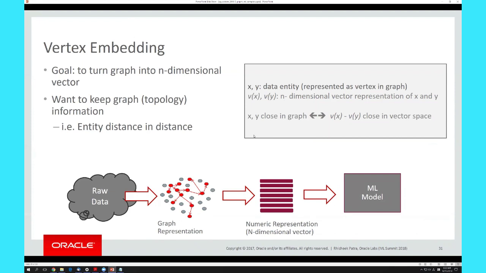In other words, if I have two entities, x and y, in this graph data set, and they are close in the graph by some graph distance metric, such as the random walk distance that we talked about in the first section of the talk, then when each of these entities becomes an n-dimensional numeric vector, the distance of these two vectors, like the inner product, should also be close. If they are close in the graph, they are close in the vector space as well. That's what we want to achieve. Once you have that and train the machine learning model on this representation, the model will keep the information about which entities are close to each other. That's what vertex embedding is trying to do.